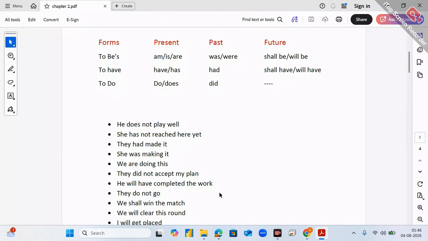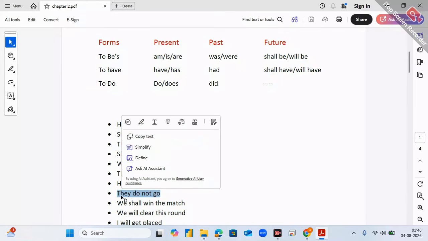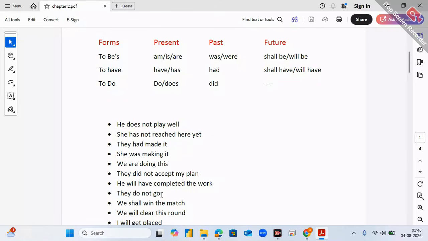Try to solve all the sentences. Look at the sentence, randomly take any sentence. They do not go, right? They do not go. See which helping verbs are there. It is do. So format is to do. So in the format, tense is present tense.